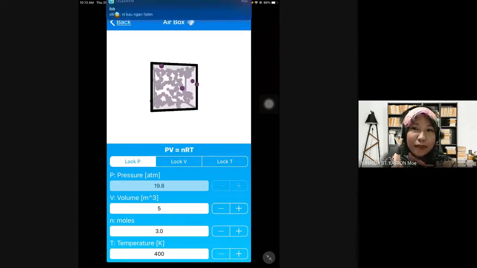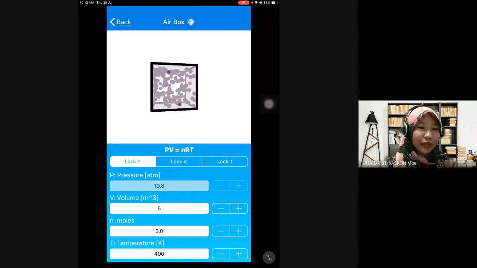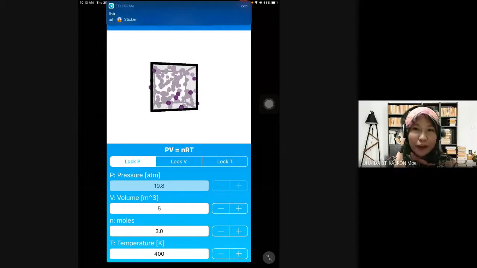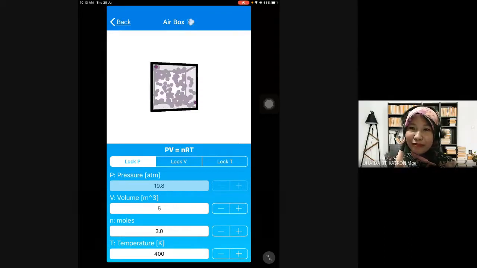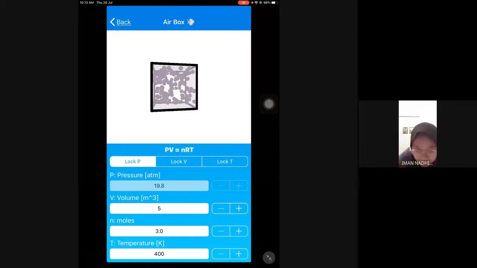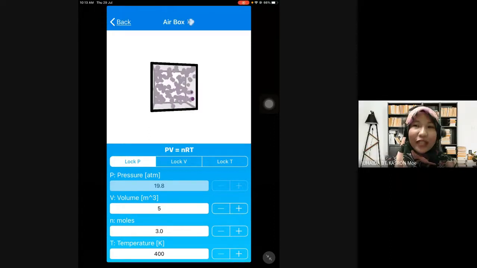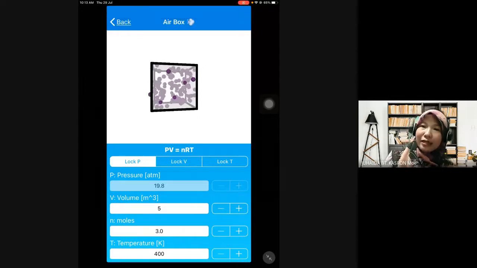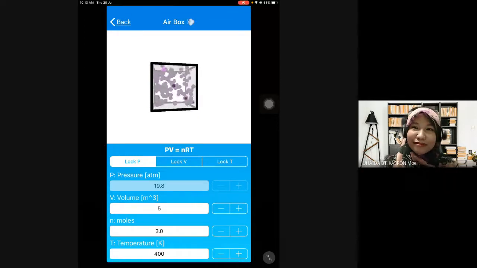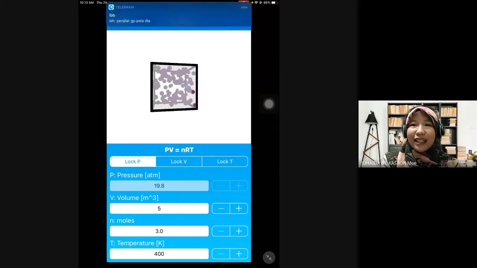Can you repeat what I said just now? Where does the pressure of the gas come from? The collision between the particles and the wall. Okay, so what do you say when the pressure is high? When the pressure is high, what happens to the molecule? The molecules move faster because of heat energy.